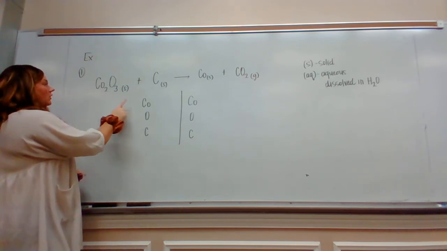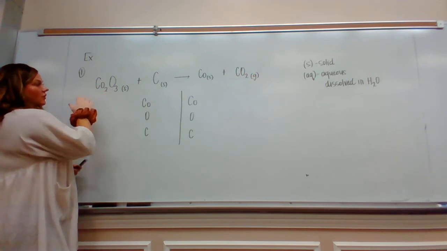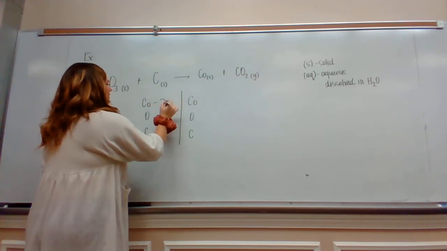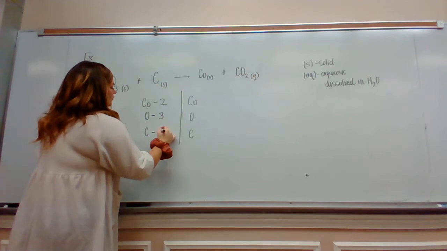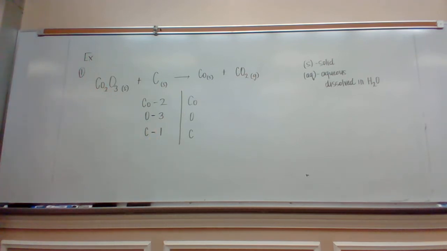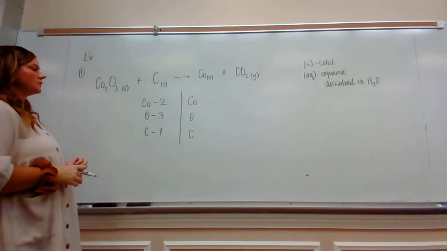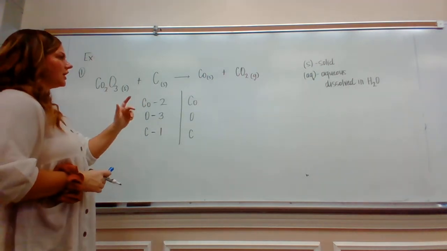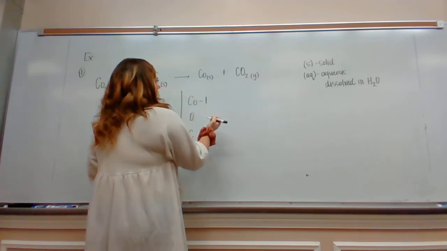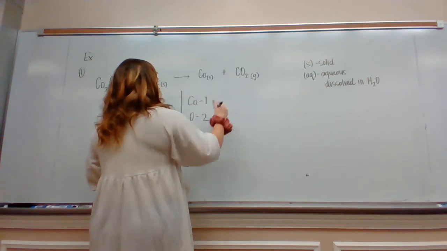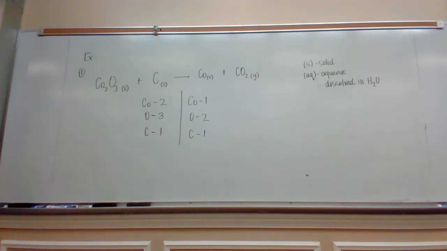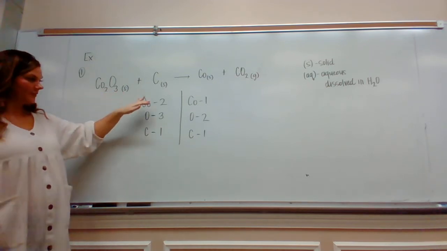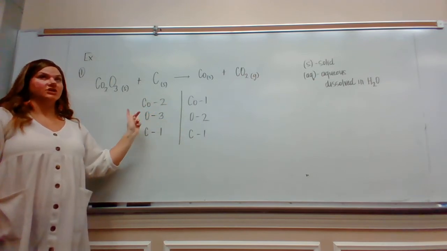So if I look at cobalt, I have 2 cobalts on the reactant side. So I'm just going to put a 2 here. I have 3 oxygens and 1 carbon. Okay, now let's do the same thing to the product side. I have 1 cobalt, 2 oxygens, and 1 carbon. According to the law of conservation of mass, I have to have the same number of each of these on both sides, which I clearly don't.